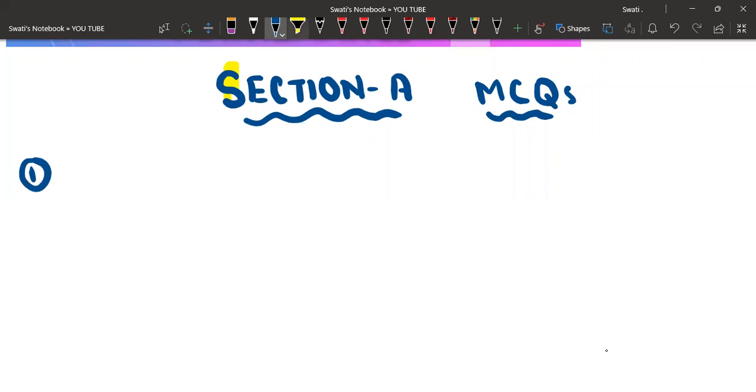And the first question, for the multiple choice questions, as you can see, I'm going to cover the Section A part first. In Section A, we have multiple choice questions. So the first question is, we have to find out the area of a square. I'm just writing the question in short. So find the area of a square when the perimeter is given.